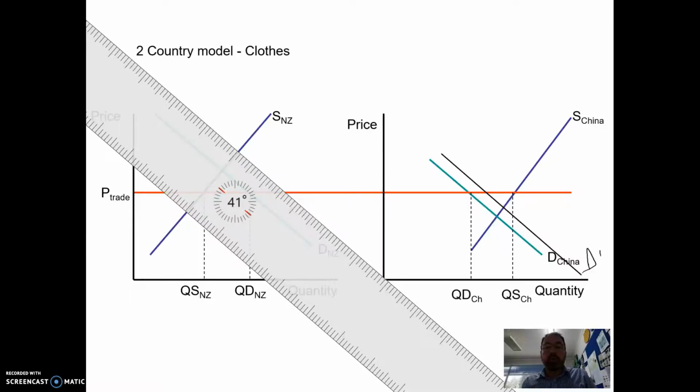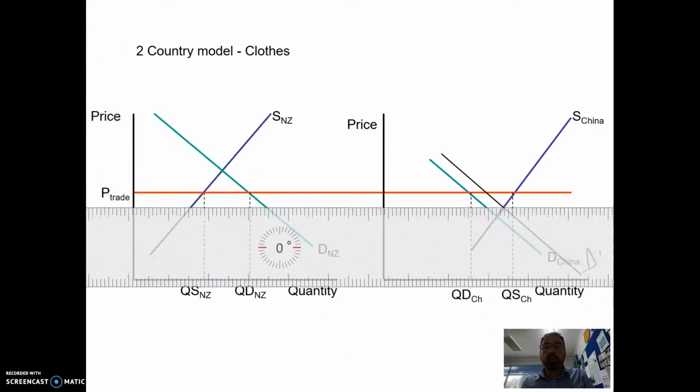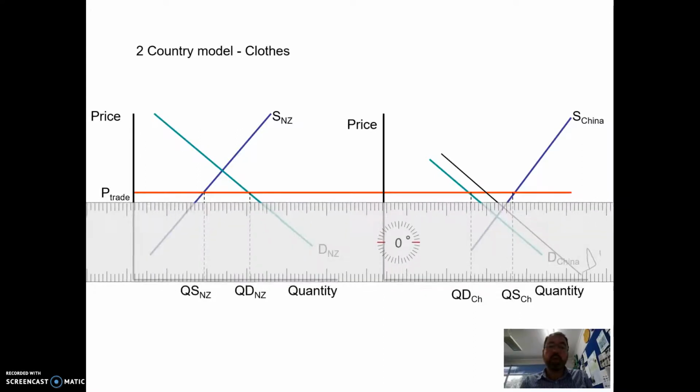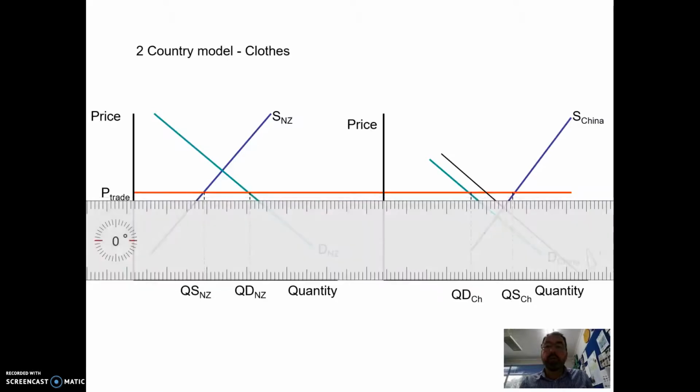The impact of this is interesting on the two-country model. Remember, in the two-country model, we only have two countries in our world market, and the world price, which I've labeled here as P trade, the world price for clothing, is determined by the balance between supply and demand in New Zealand and China.